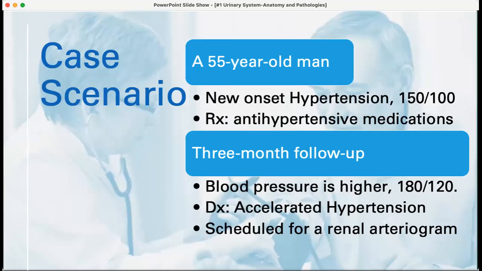Okay, let's go for a pathology case, a case scenario. You have a 55-year-old man. He's got a new onset of hypertension, 150/100. He started on some pretty good antihypertensive medications, and he's very diligent about taking his medications. At a 3-month follow-up, his blood pressure is even higher at 180/120. So he's diagnosed as having accelerated hypertension, and he's scheduled for a renal arteriogram. So they're going to look at his kidneys to look at the arteries supplying his kidneys.